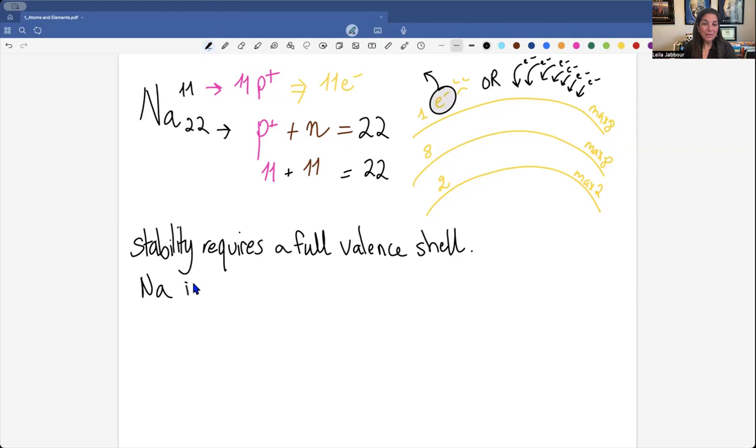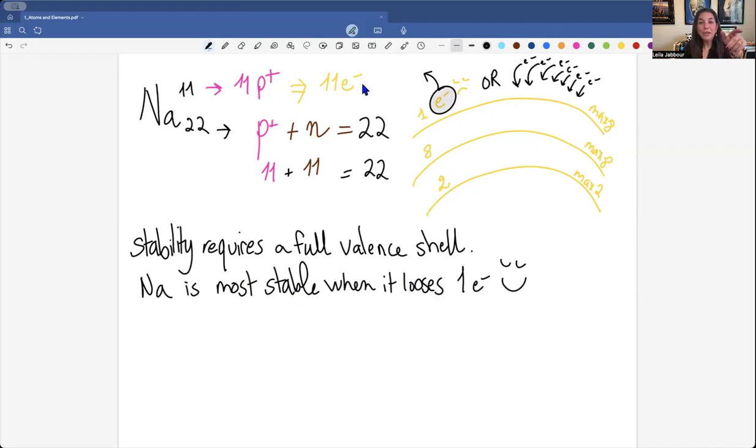So sodium is most stable when it loses 1 electron. So when it loses 1 electron, it's going to end up with only 10 electrons left, because it loses an electron, right? That electron gets plucked off. In the next chapter, I'm going to tell you where that electron goes and what happens to it. But right now, we just know that it's getting plucked off.